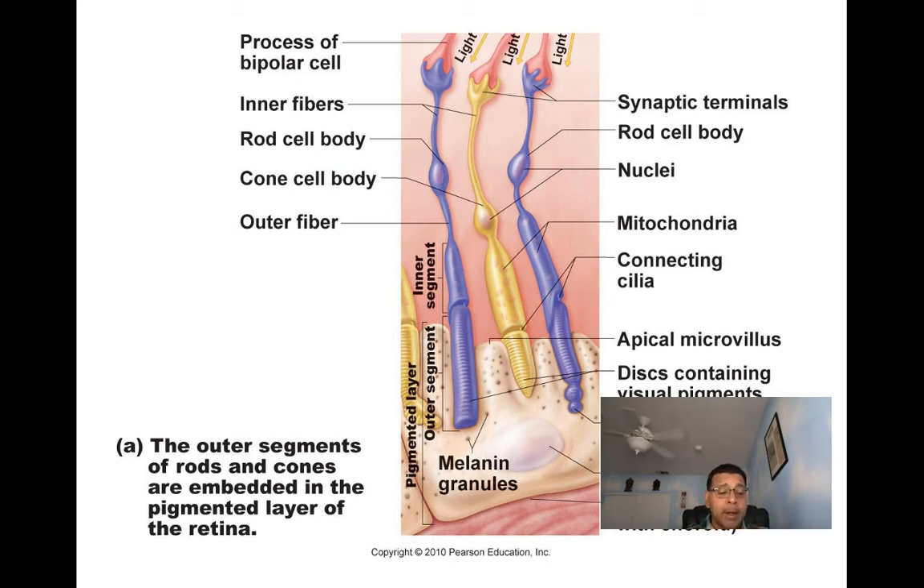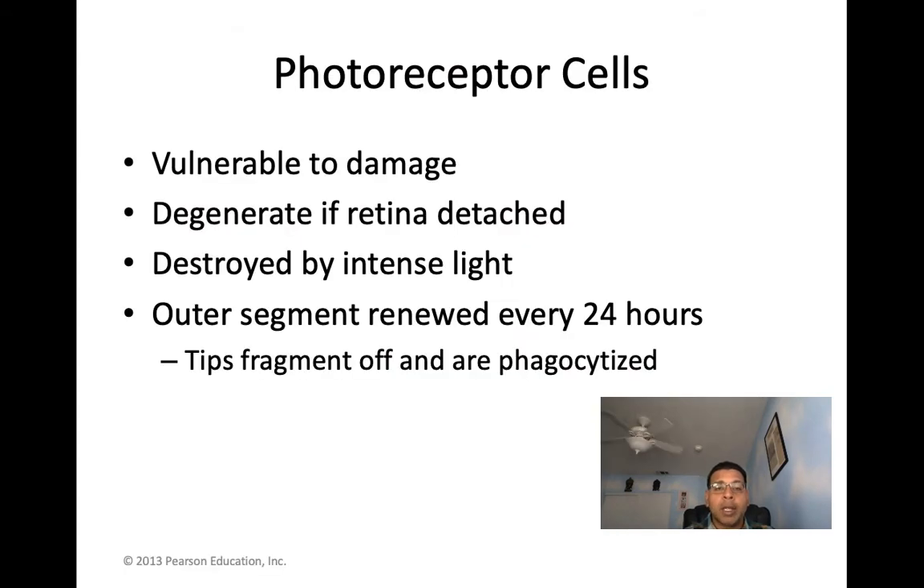Let's compare rod and cone vision now. Let's talk about the difference between rods and cones. First, our photoreceptor cells are vulnerable to damage. They will degenerate if the retina becomes detached, and the retina is very fragile. These photoreceptor cells can also be destroyed by intense light. The outer segment is renewed every 24 hours. Tips are going to fragment off and they're eventually phagocytized.